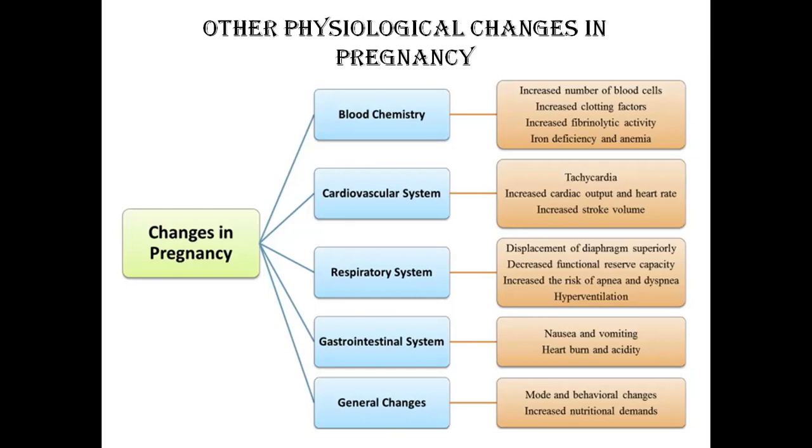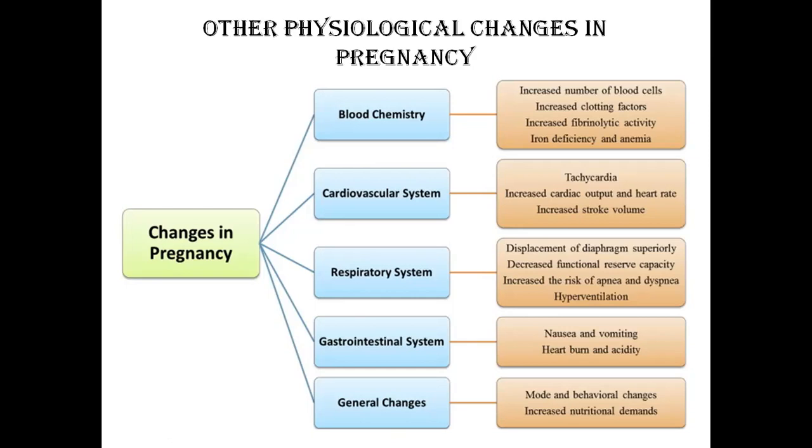And due to the increased ventilation, we see that although carbon dioxide is produced more in the maternal body, there is no carbon dioxide accumulation. Rather, there is mild respiratory alkalosis due to the increased washout of carbon dioxide. Now, in the gastrointestinal system, nausea, vomiting, and this morning sickness is related to the high level of HCG. So it occurs in the first trimester, and heartburn, acidity at later phases when the entire abdomen gets distended, and the stomach has less capacity.